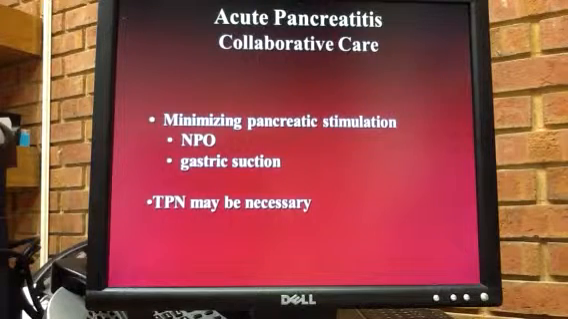Now, gastric suction: the patient may get an NG tube if they have severe vomiting, pain, or paralytic ileus. If the pancreatitis is only mild or moderate, an NG tube may be omitted. Nutrition has to be considered, and if that patient is NPO for a prolonged period of time, then TPN may be necessary.